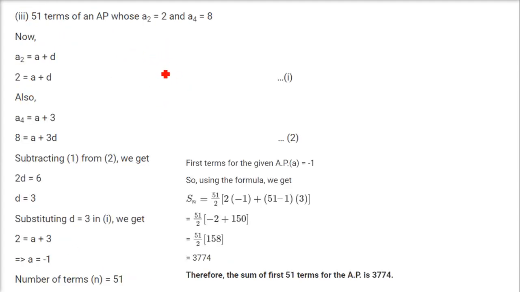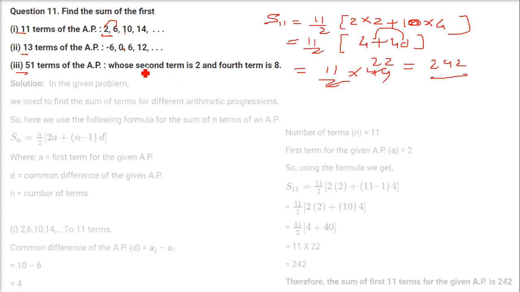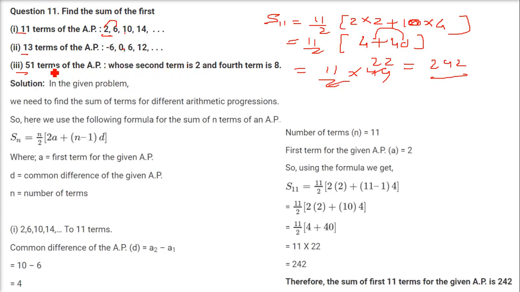I'll take this one. The question is: find the 51st term of an AP whose second term is 2 and fourth term is 8. So what is the second term? A2 is a plus n minus 1 into d, a plus 2 minus 1 into d, that is a plus d. This is 2. And what is the fourth term? A plus 3d. This is going to be 8.